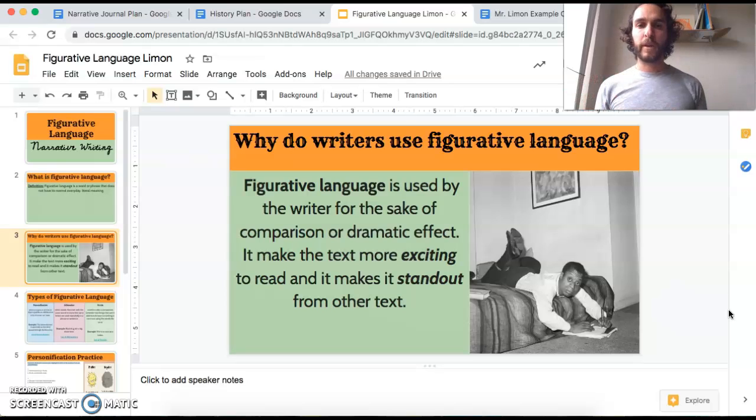You all do this very naturally because I spent most of the year with you. In your conversations, you use a lot of figurative language. You use things for dramatic effect. Today we learn how to do that in our writing.